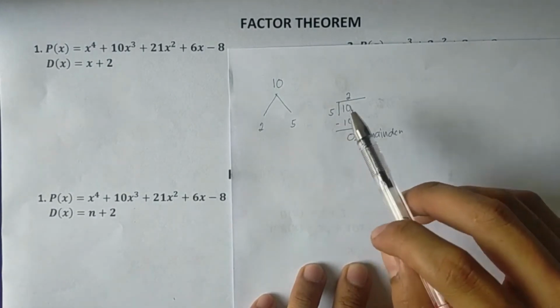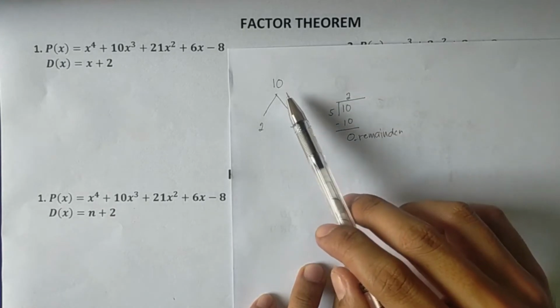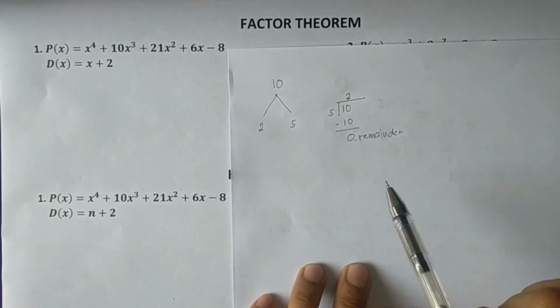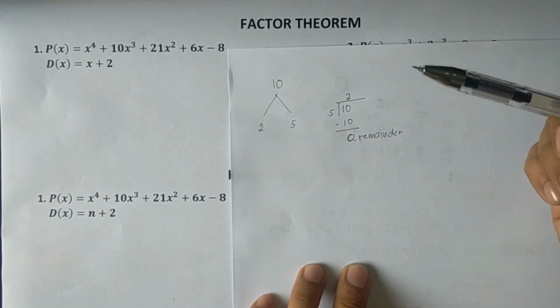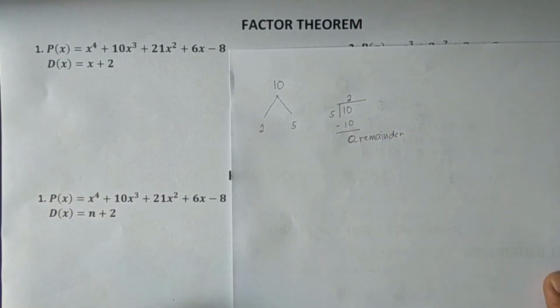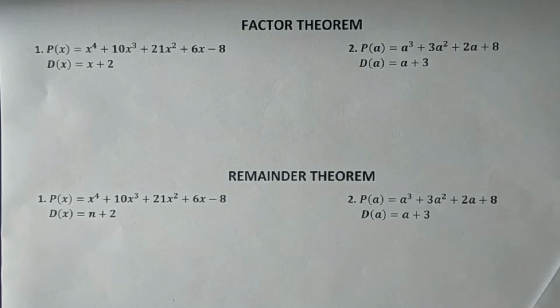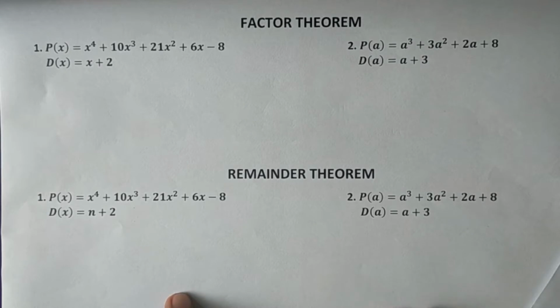Hence, we can say that if we divide 10 by one of its factors, which is 5, it will give you a remainder of 0. So we can conclude that once it is a factor, the remainder should be equal to 0. Likewise, in polynomials, to identify if it is a factor or not, we just have to divide the two polynomials and the remainder should be equal to 0. So we can say that that polynomial is a factor of that other polynomial.